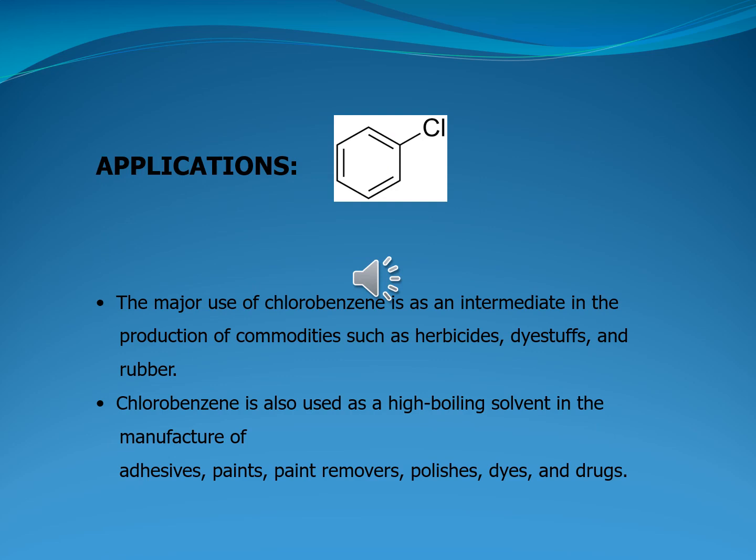Application of chlorobenzene. The major use of chlorobenzene is as an intermediate in the production of commodities such as herbicides, dyestuffs, and rubber. Chlorobenzene is also used as a high boiling solvent in the manufacturing of adhesives, paints, paint removers, polishes, dyes, and drugs. Chlorobenzene is also known as monochlorobenzene, benzene chloride, chlorobenzole, and phenyl chloride. It is also used in the production of nitrobenzene and diphenyl ether, as well as in rubber intermediates.